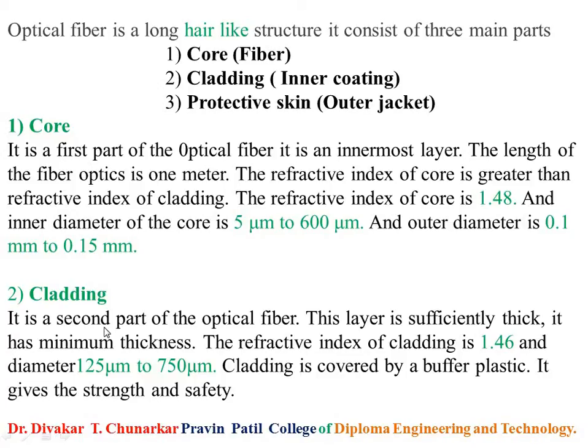This layer is sufficiently thick. The refractive index of cladding is 1.46. The diameter of the cladding is 125 micrometer to 750 micrometer. Cladding is covered by the buffer plastic and it gives strength and safety. So this is the explanation for cladding and core.